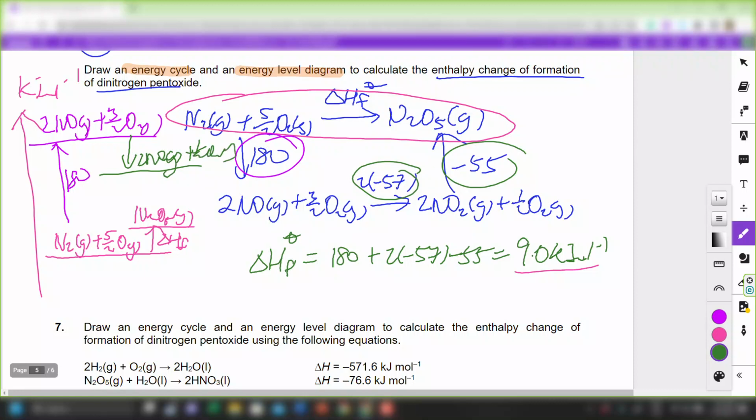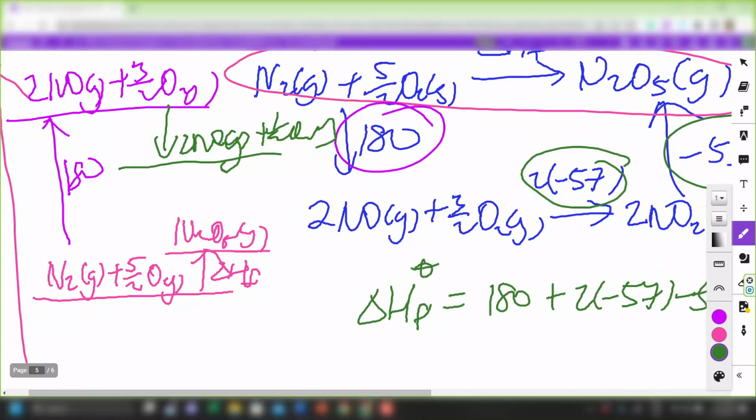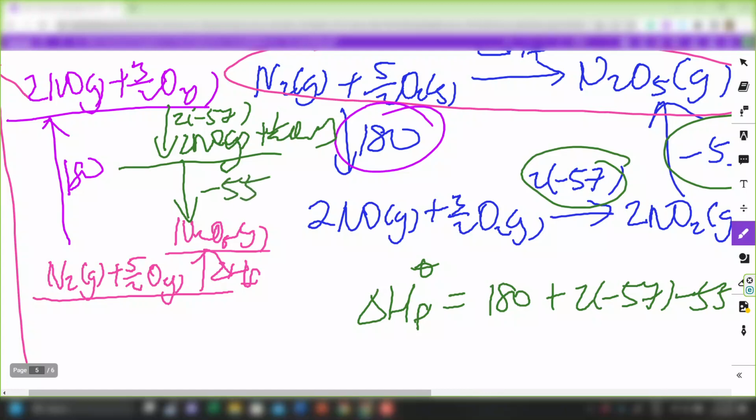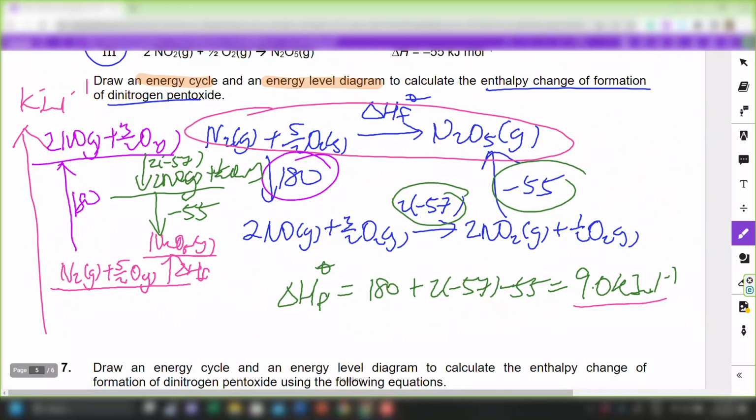And then I'm just going to complete the cycle. But I'm going to write down the values first. I'm going to zoom in a bit. That will be 2 multiplied by minus 57, and then I'm just going to complete the cycle, so this will be minus 55. This is how I can perform and draw my energy level diagram. In order for me to find out this, I'm just going to go like this.